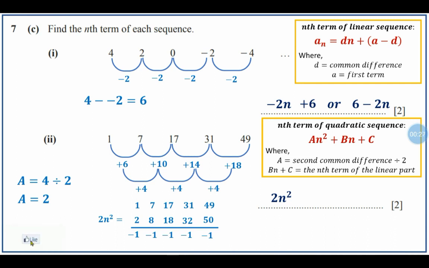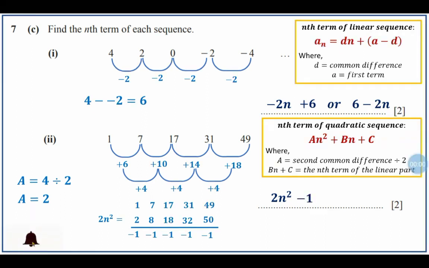So you will notice that the sequence made by subtracting the original sequence and 2n squared are all negative 1. So it's not a linear sequence anymore, but there are problems that will give you a linear sequence, so you will solve it just like letter I. But in this one, since it's only negative 1, negative 1, negative 1, and so on, you will just put negative 1 beside 2n squared. Our answer for question letter C, number 2, is 2n squared minus 1.